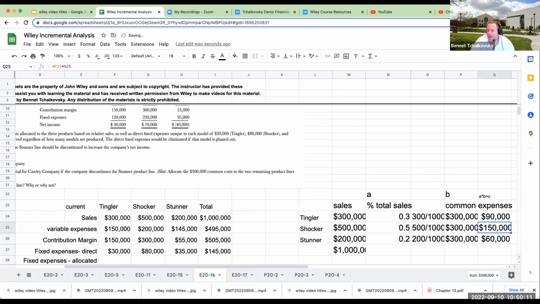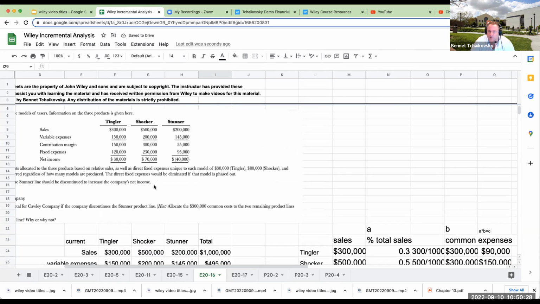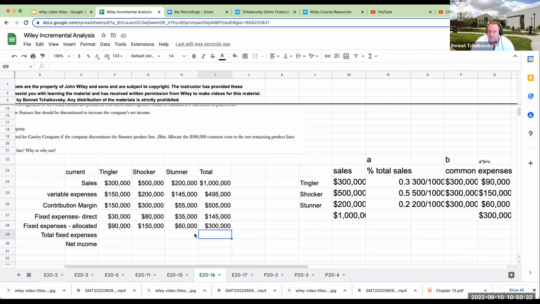And if I add up my allocation, I get 300,000. So now my allocated fixed expenses are 90,000, 150,000, and 60,000 for a total of 300,000. Now over here, my total fixed expenses are 120, 230, and 95.